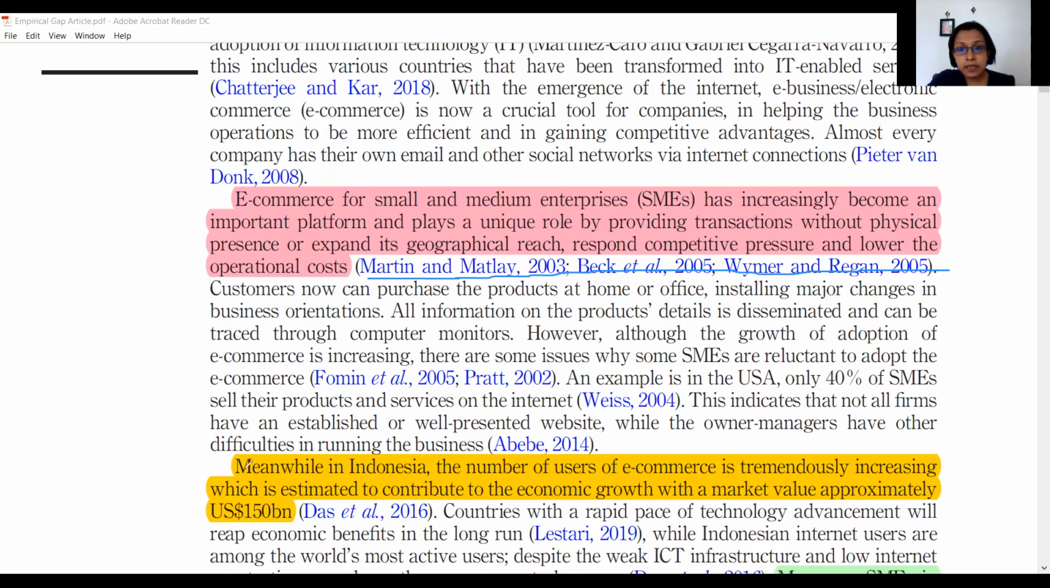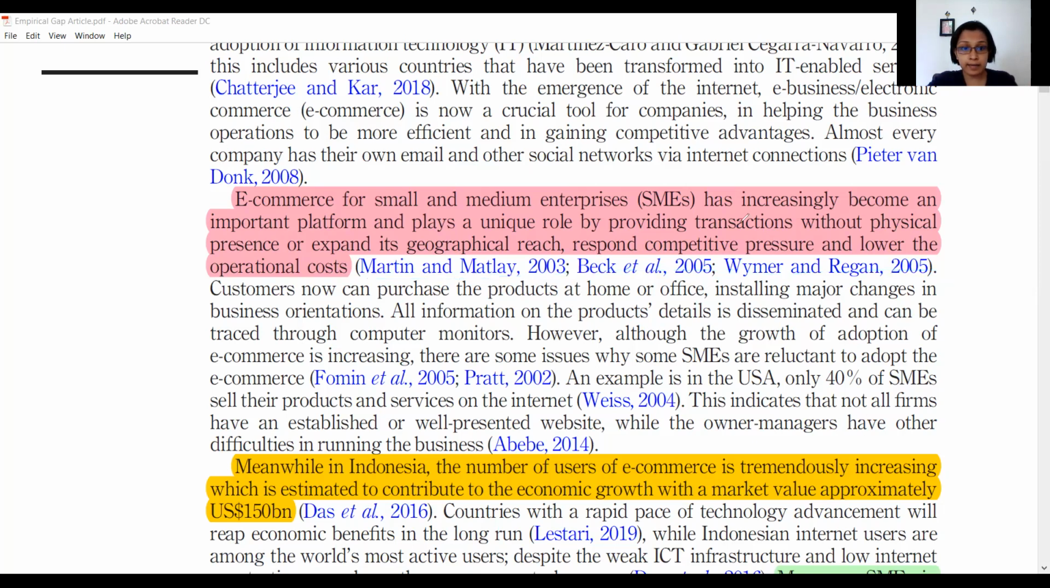Right? So based on these 3 studies, this researcher emphasizes that e-commerce is very important for SMEs, right? And it gives some justification for that statement. So it expands its geographical reach, that means it expands the marketplaces, and it gives some competitive pressure to the competitors, and it lowers the operation cost. You see, but those things are generated through these 3 studies. That's why it says so, right?